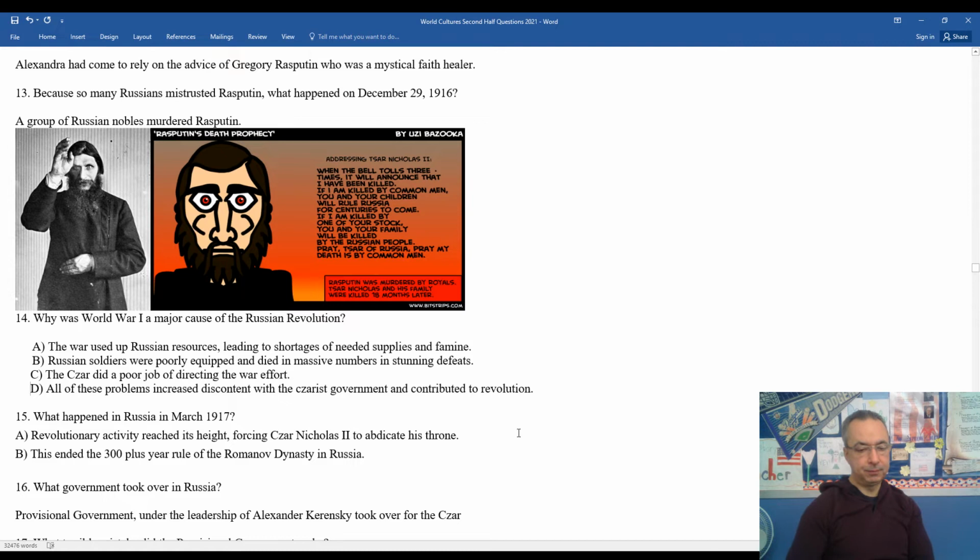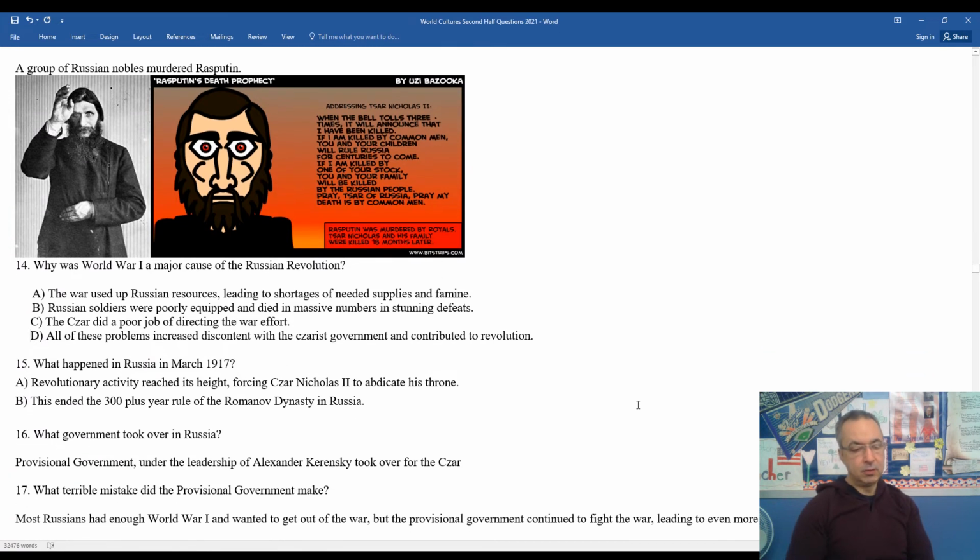What happened in Russia in March 1917? Revolutionary activity reached its height. Tsar Nicholas II abdicated his throne. Abdicate means to give up power. This ended the 304-year Romanov dynasty in Russia. The new government that took over was a provisional government. Provisional means temporary until you can actually have an elected leadership put into place.